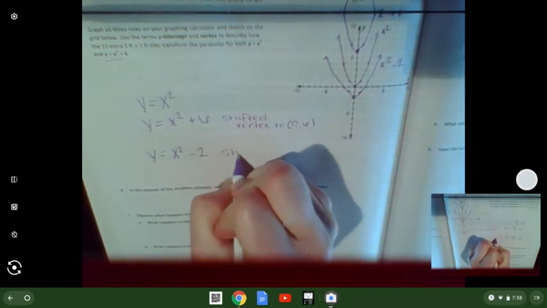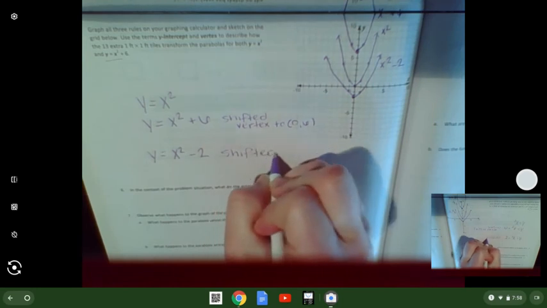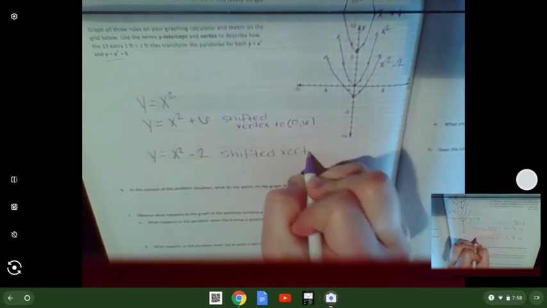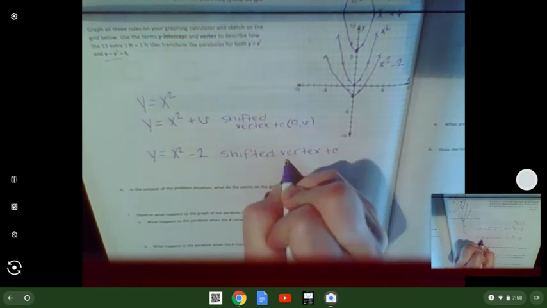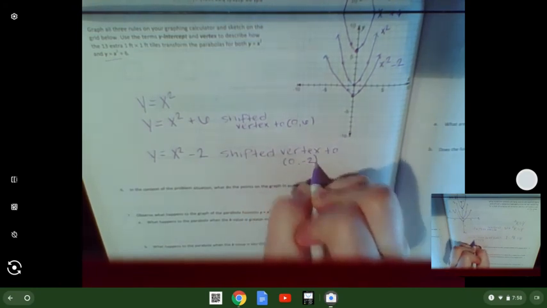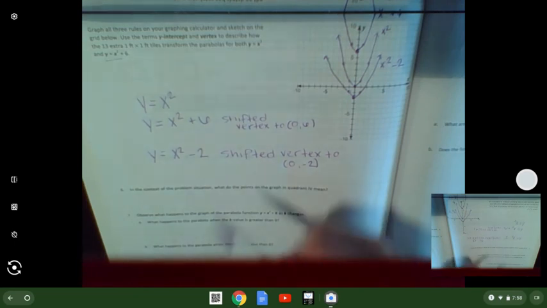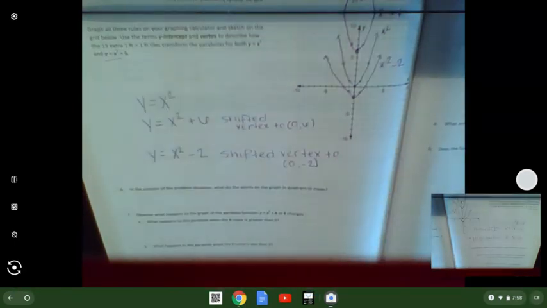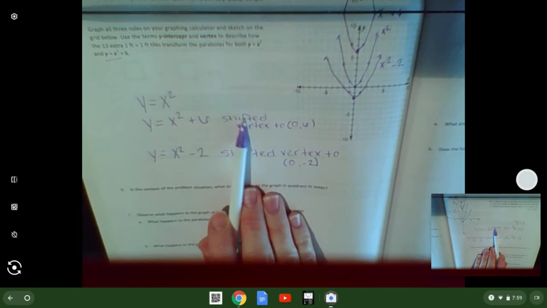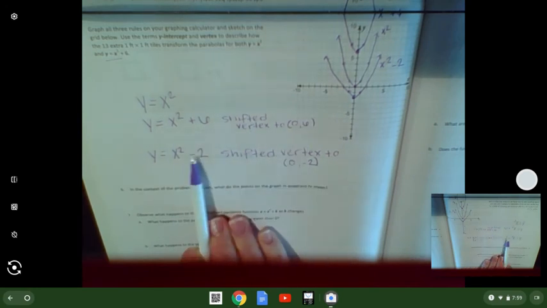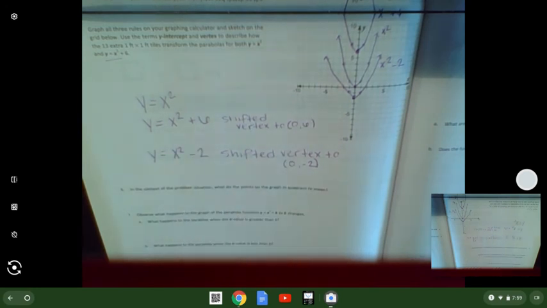It shifted the vertex to 0, negative 2. So it seems like when we add or subtract numbers after the x squared, our parabola, the vertex, either shifts up or shifts down. We decide that our parabola is shifting up or down based on the location of the vertex. So with x squared plus 6, our vertex shifted up to 0, 6. And with x squared minus 2, our vertex shifted down to 0, negative 2.